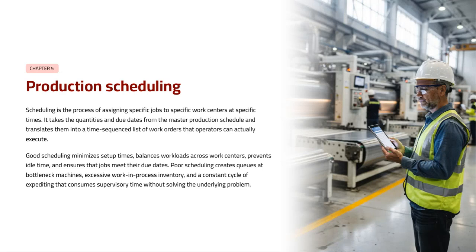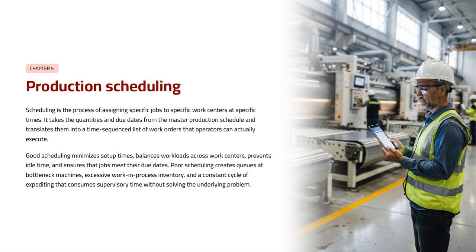Chapter 5 focuses on production scheduling. Scheduling is essentially the process of assigning specific jobs to specific work centers at specific times. It takes the quantities and due dates from a master production schedule and translates them into a time sequence list of work orders that operators can actually execute.